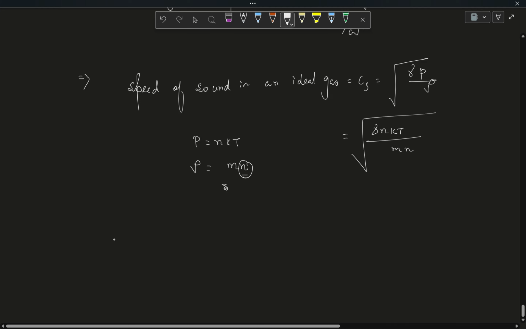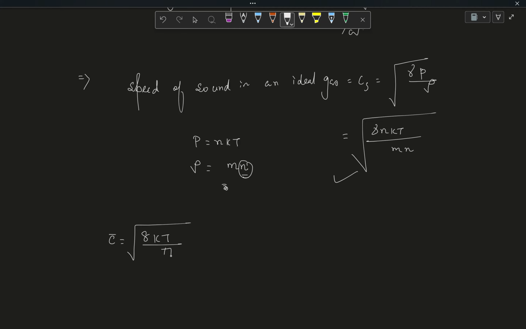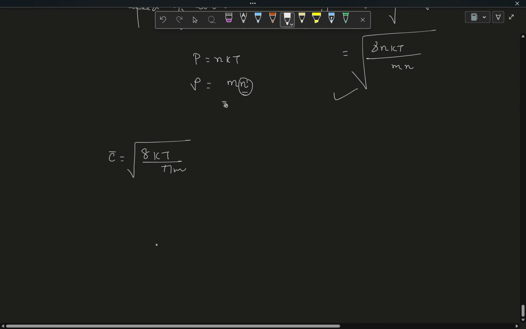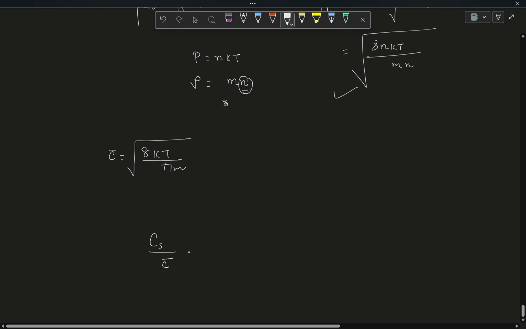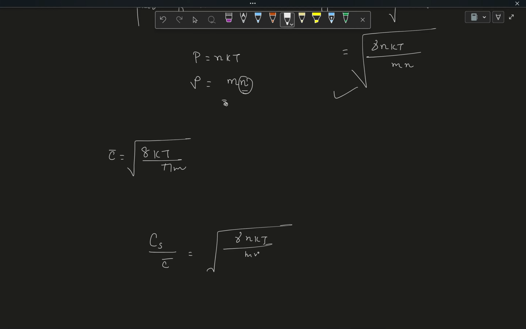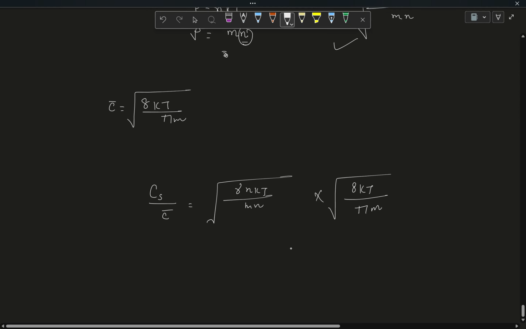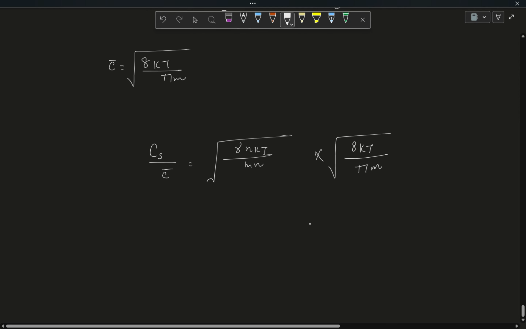Then what is the, this is done. Then the other thing that you have to take a ratio of is the average speed of molecules, which is basically a known formula, root over of 8kT by pi m. So if you have to take a ratio of these two, Cs by C bar, so if you have basically root over gamma NkT by mn into root over of 8kT by pi m. So sorry, this will be inverse, because C bar is in the denominator.